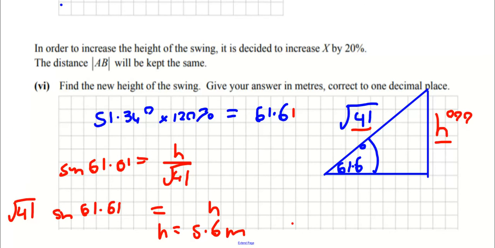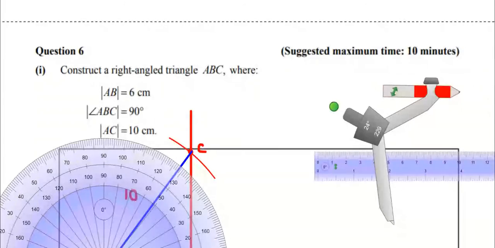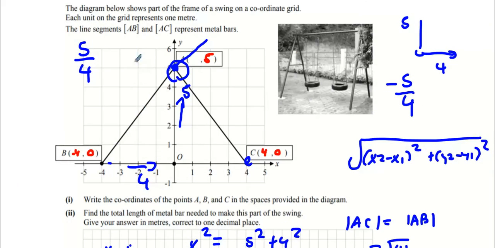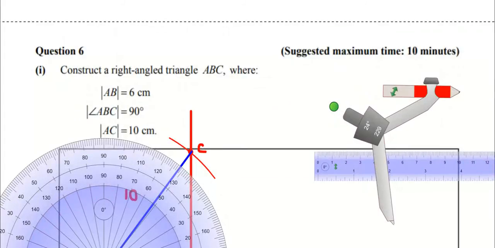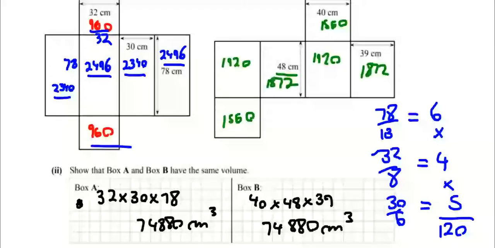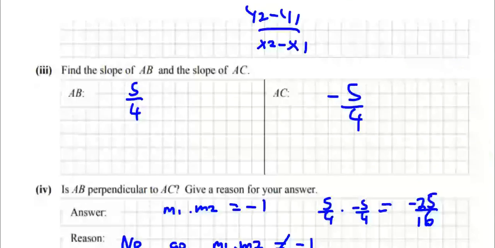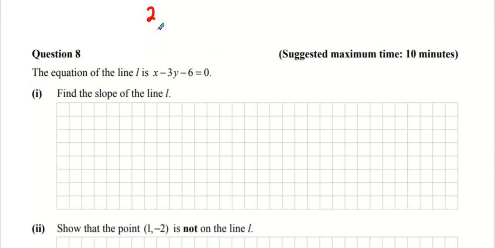Okay, good. So that is question 6, 7, 4, 2. So 2, 4, 6, 7 so far, okay? 2, 4, 6, 7, 8.